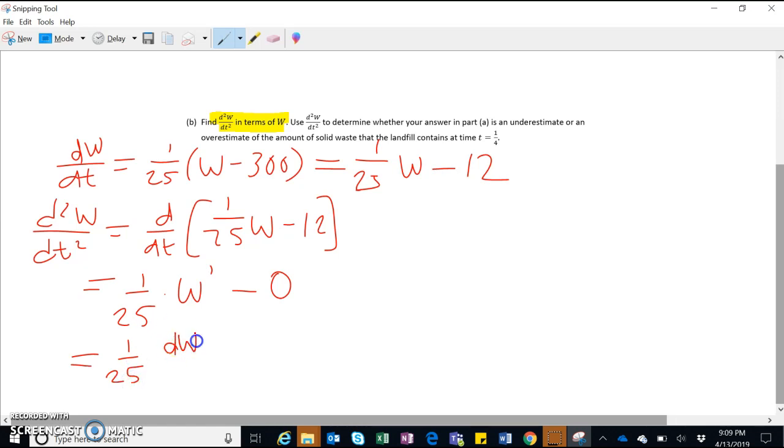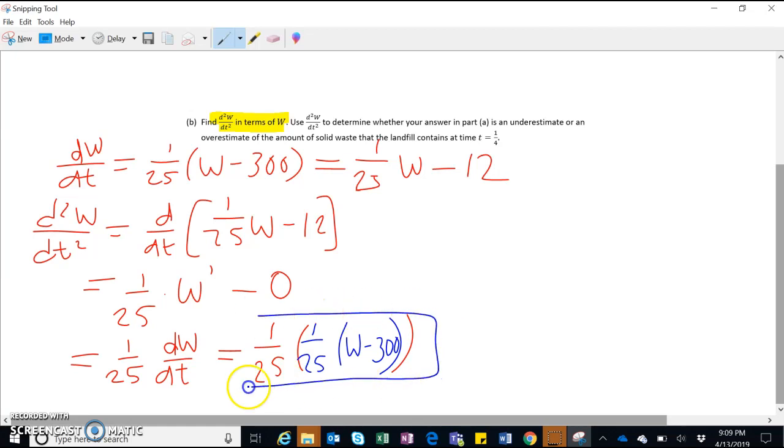Another way of saying that is dW/dt. And it does say back here what I highlighted, in terms of W. So a nice fix here at the very end in order to get full credit is to just take dW/dt back out of the problem and plug in what we know dW/dt is. And here's my double derivative in terms of W.